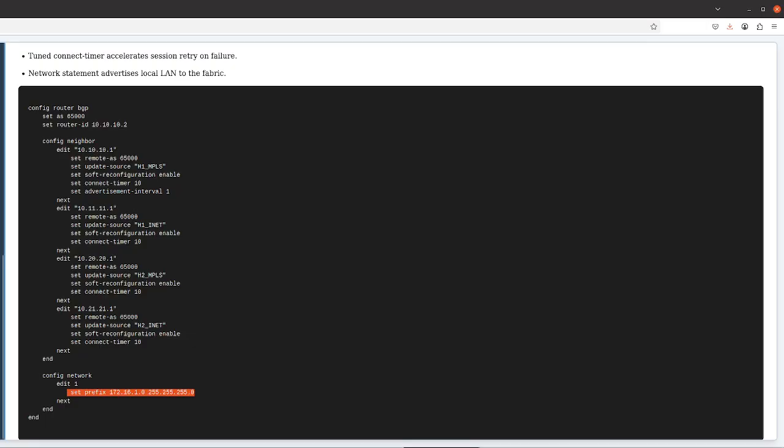The set eBGP enforce multi-hop enable is not needed here because we are using iBGP. But in scenarios where you use eBGP, this command would be required because the BGP peer is more than one hop away through the overlay tunnel.